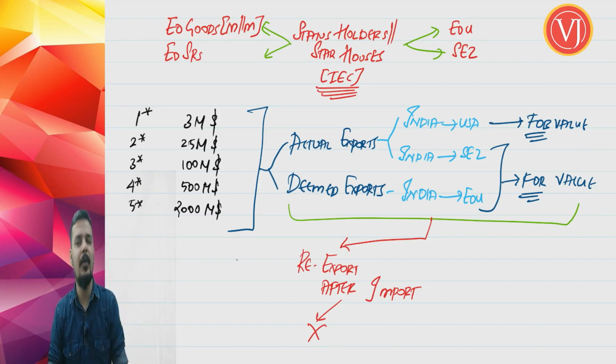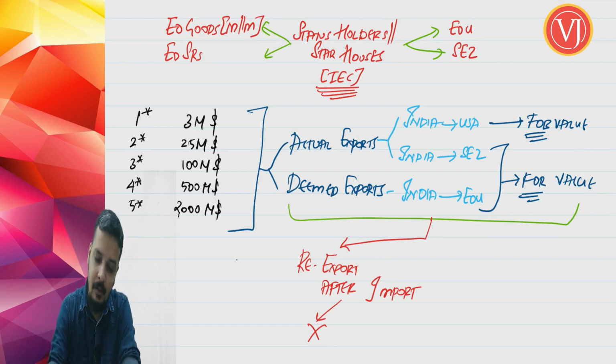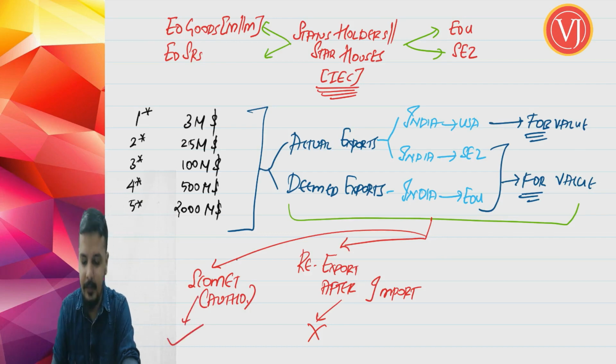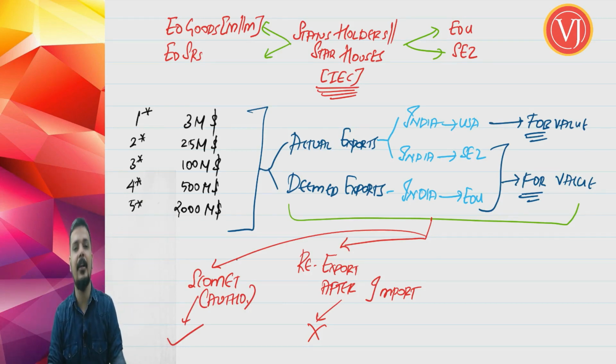That is, $3 million, $25 million, or $100 million, or $500 million, or $2,000 million. What will be counted? Friends, when you are talking about export of SCOMET, which is after you get authorization, after permission, that will be counted. So export of SCOMET, that is your special chemicals, organisms, materials, equipments and technologies, though it requires authorization, that will be counted. But when you are talking about re-export after import, that won't be counted. You have imported something and thereafter you have re-exported, that would not be counted. That will not be taken into account while calculating your export performance.